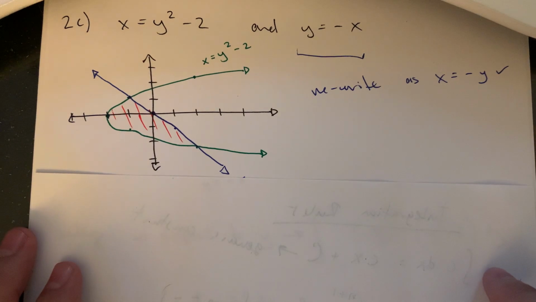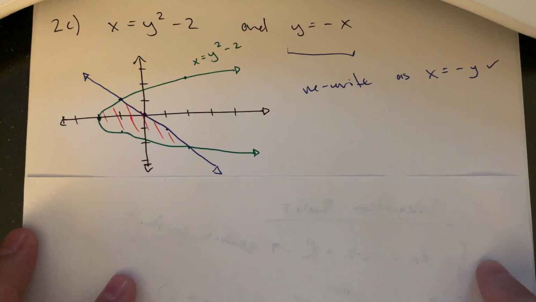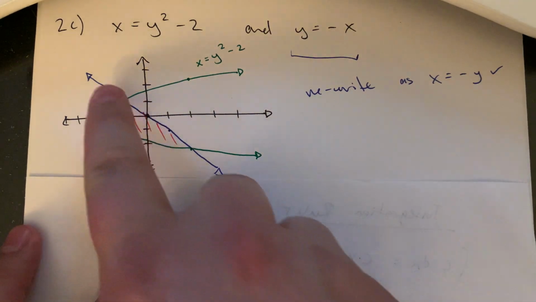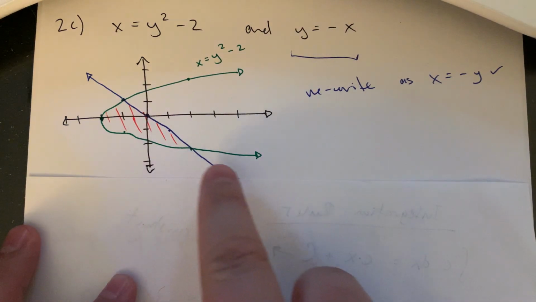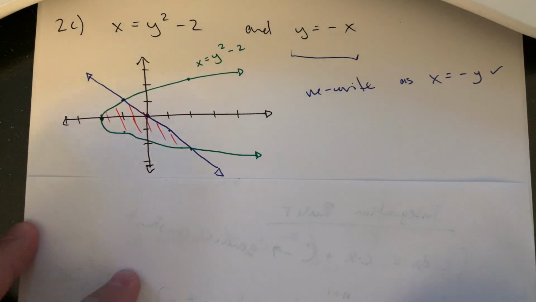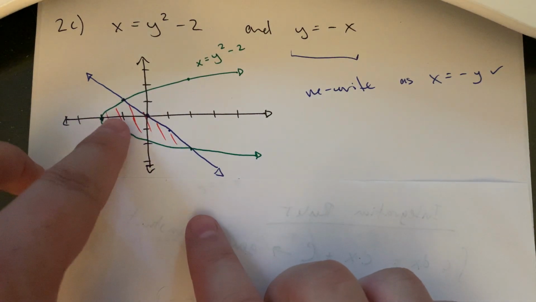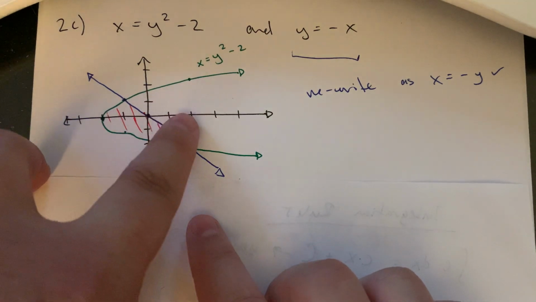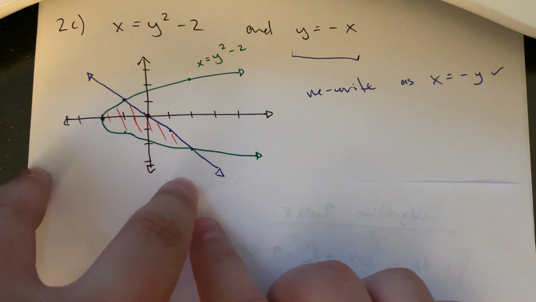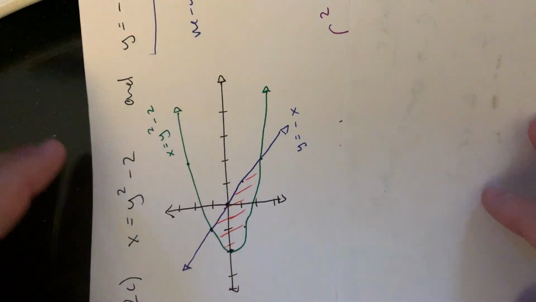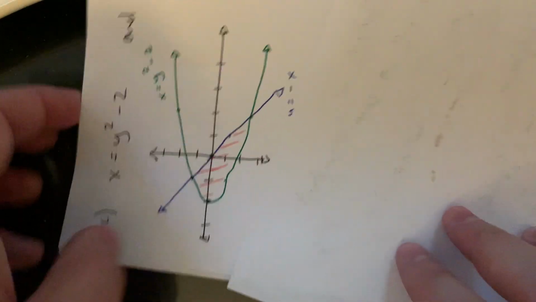The second line is y equals -x. From our usual perspective, that's just going through the origin: down 1, to the right 1, down 1, to the right 1. You can see pretty quickly the intersection points here are going to happen, from the x perspective, at -1 and +2.